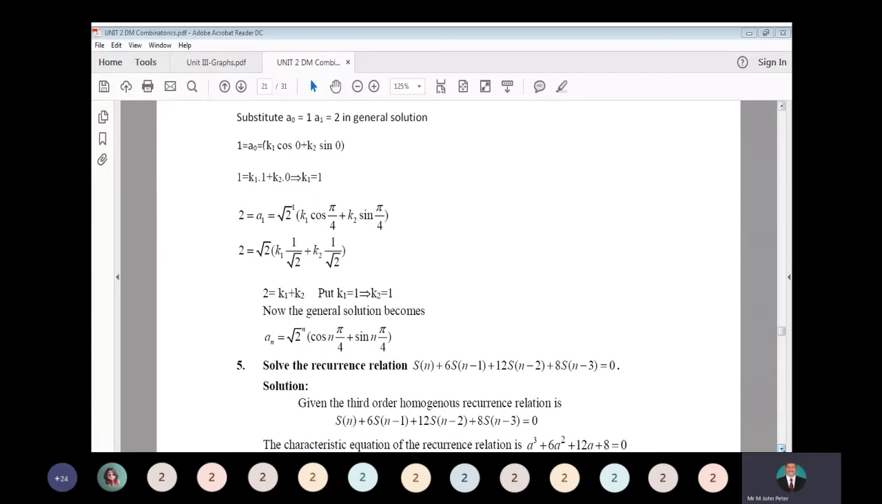So substitute all this in the general solution for the unknown values. That is, a n is equal to root 2 power n into cos n pi by 4 plus sin n pi by 4.